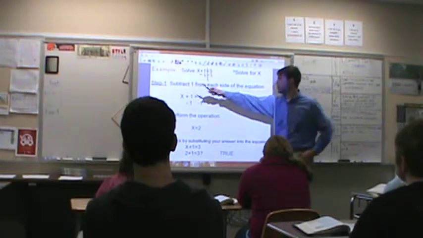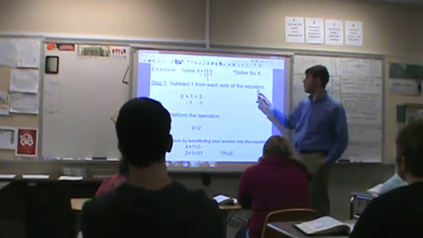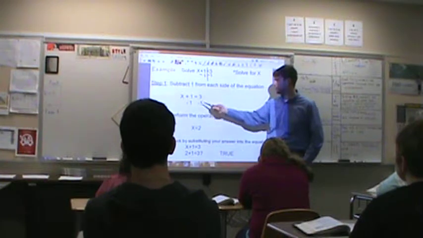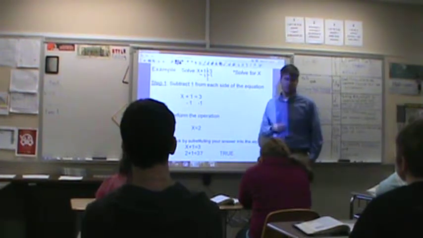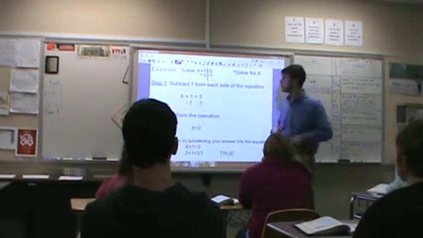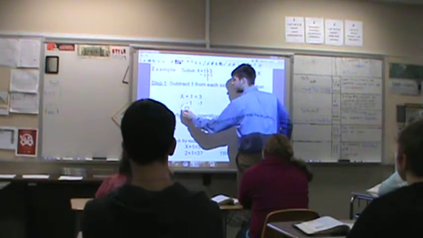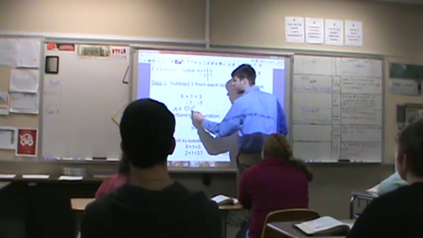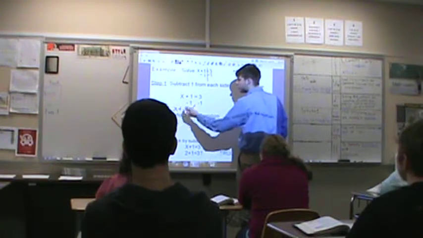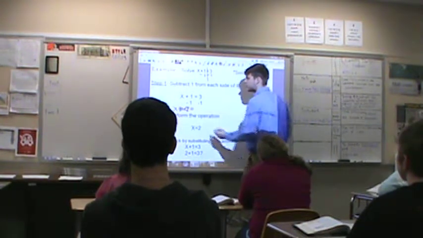Subtract, here you go, so step 1. Subtract 1 from each side of the equation. And we have that set up here. What is 1 minus 1? Anybody? Grace? 0. It cancels it out. So x plus 0 really means x.